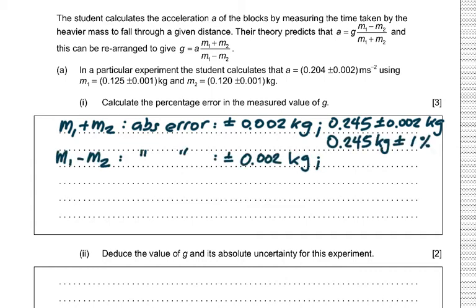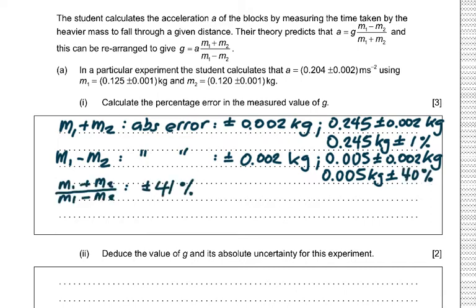That is the percentage error in M1 plus M2. Now for M1 minus M2, they had the same absolute error of 0.002 kilograms. However, by subtracting the two values, we don't get 0.245, we get 0.005. That would still be plus or minus 0.002 kilograms, but that 0.002 kilograms is a much bigger portion of 0.005 than it is of 0.245. In fact, that's a much larger percent error, of 40% as opposed to 1%, because 0.002 divided by 0.005 is 40%.